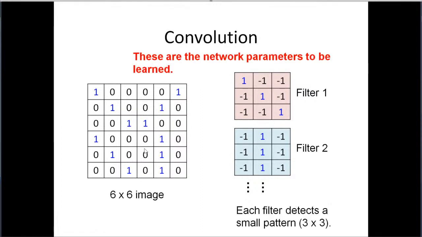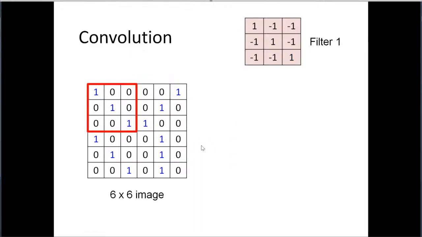So how is this filter working? Each filter detects a small pattern of 3x3. It will move over the entire image. So let us see how it is happening. First, I place the filter over there. We have taken the dot product. Only the diagonal elements are on, the rest are zero. So you will get 1 + 1 + 1, which is 3.